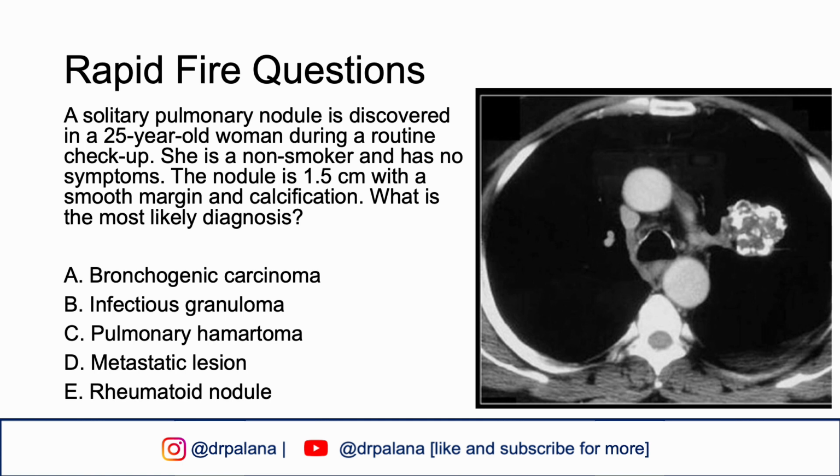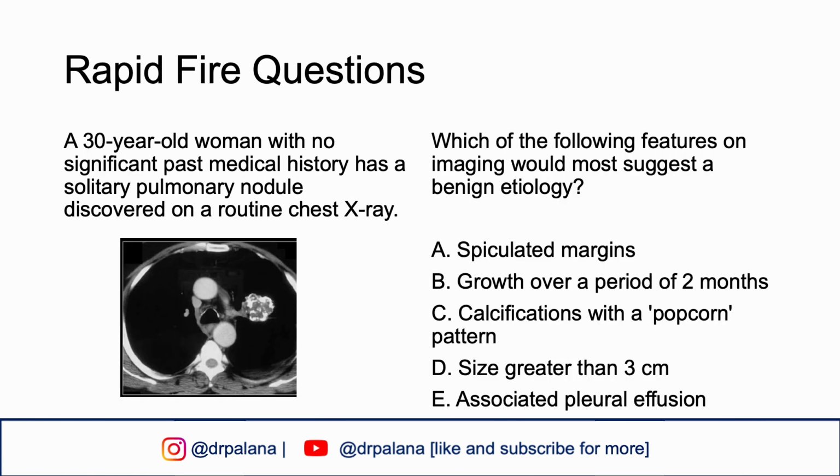Given her age, non-smoking status, and the characteristics of the nodule, a benign lesion like pulmonary hamartoma is more likely than a malignant cause. A 30-year-old female with no significant past medical history has a solitary pulmonary nodule discovered on a routine chest x-ray. Which of the following features on imaging would be most suggestive of a benign etiology?